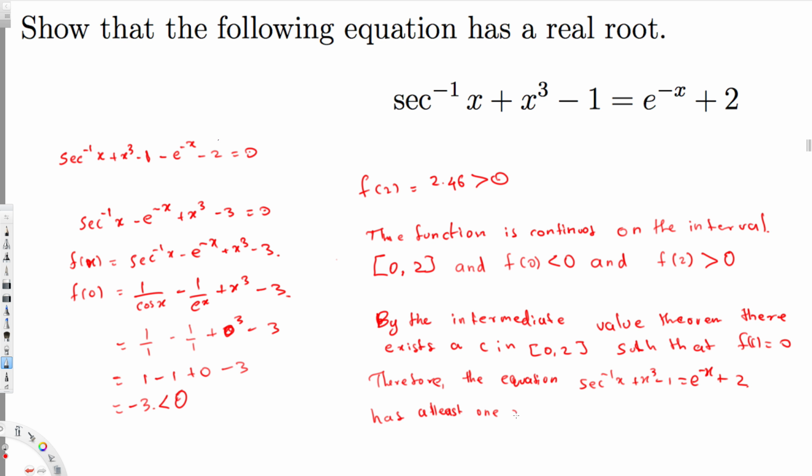So this is what we wanted to prove, and we have proved it successfully.